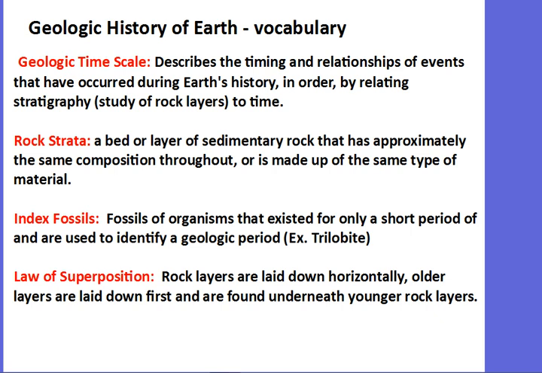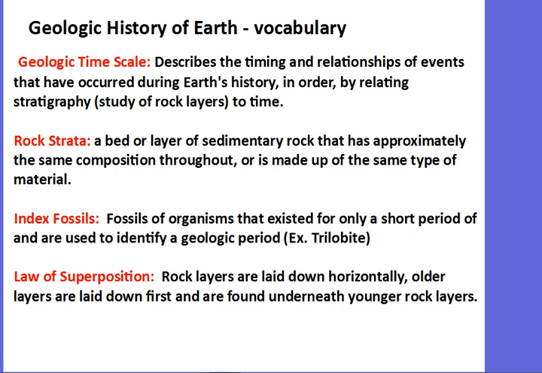Rock strata is just another name for rock layer. It's a bed or layer of sedimentary rock that has approximately the same composition throughout. So it means it's made up of the same type of material. So when you look at rock layers, like you saw that picture earlier of the Grand Canyon, you can really tell where one layer ends and another layer begins because they look different. They're made up of different material.